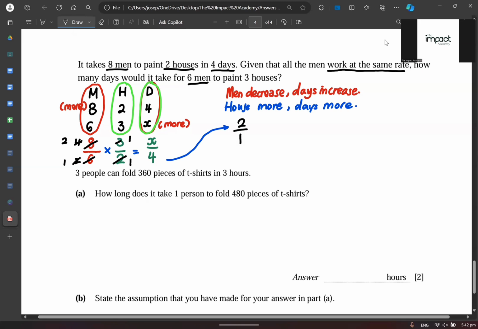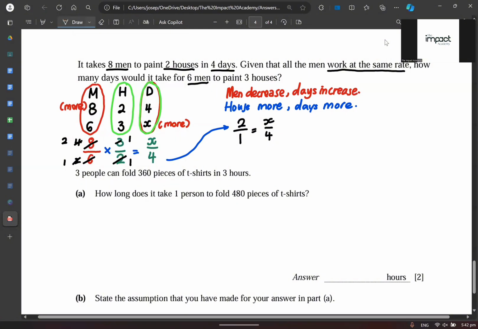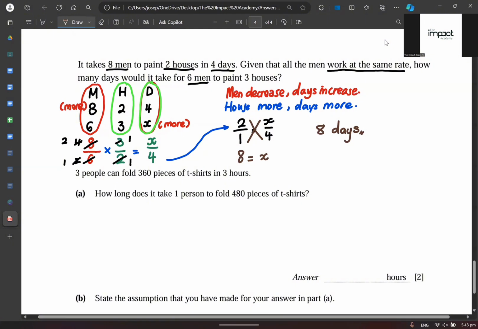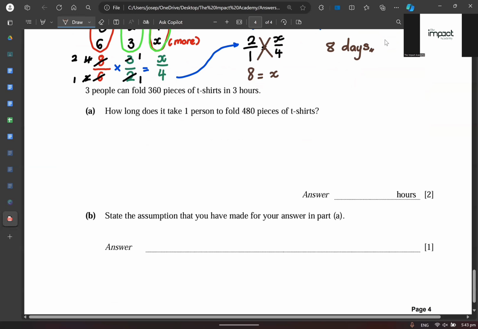So 2 over 1 is equals to x over 4. What do you want to do? 8 is equals to x. Agree so far? What did the question say? How many days will it take for 6 men to paint 3 houses? Definitely, your answer has to be 8 days. Does it make sense logically? Yes. Why is that so? Because now I have lesser men, more houses. Definitely, that means more days to take.